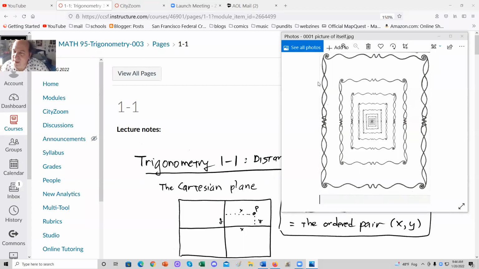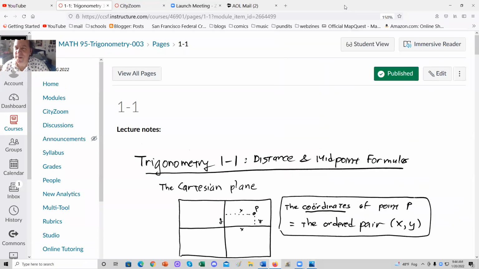All right. This Zoom session is being brought to you by the fractal picture of itself. I'll be doing that every day from now on. All right, here we go. Every class from now on.